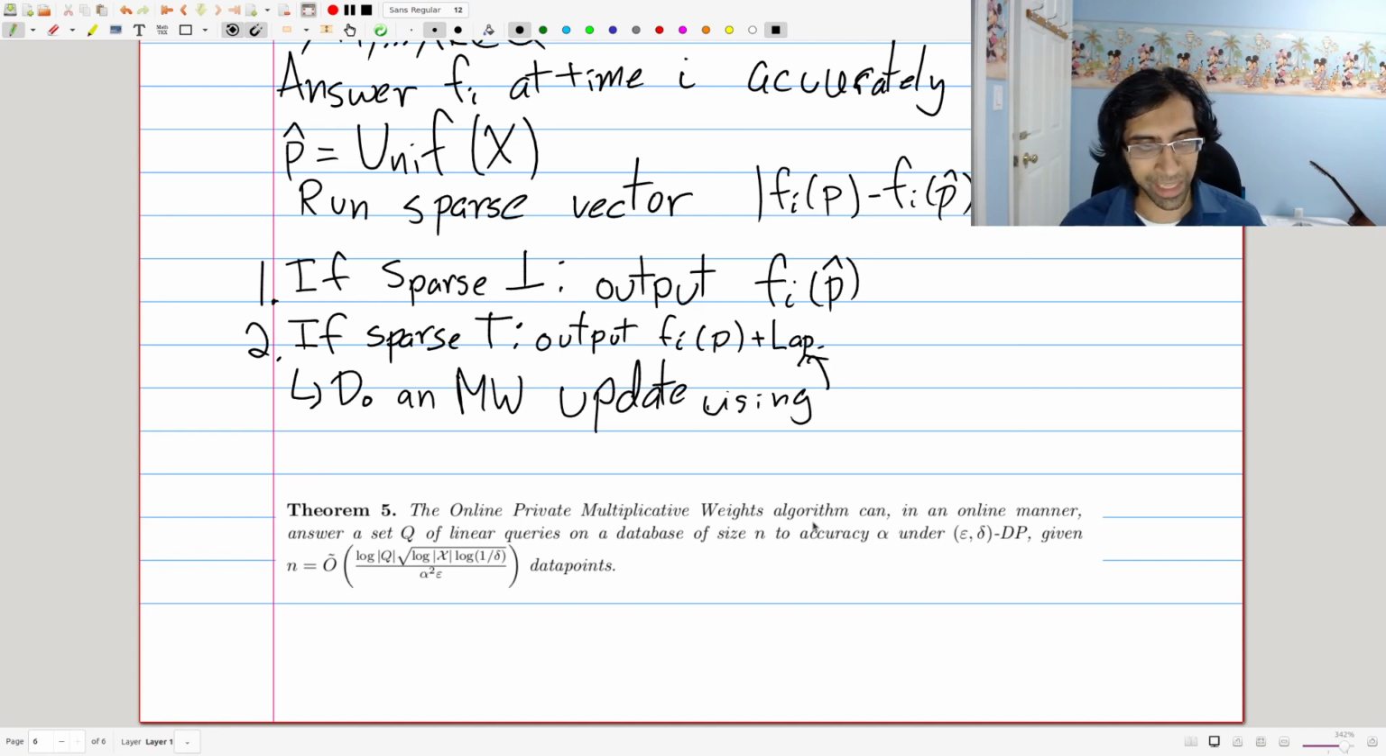privately, getting the exact same sort of accuracy guarantee as before, except in an online setting. I think this is a good demonstration of how powerful the SparseVector technique really is, because it lets you convert essentially algorithms which may use the exponential mechanism into an online setting if you view it the right way.